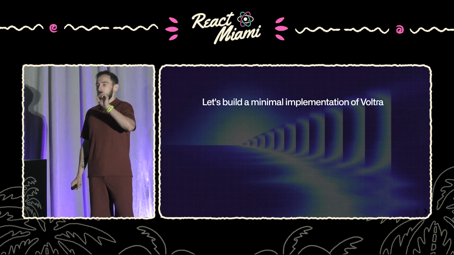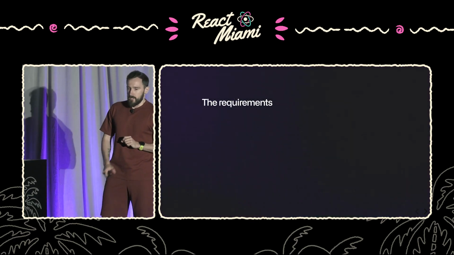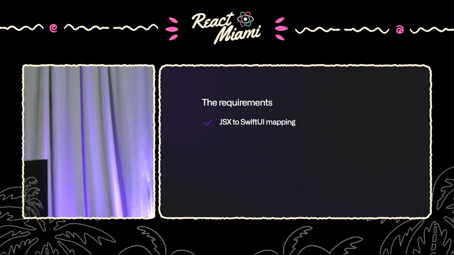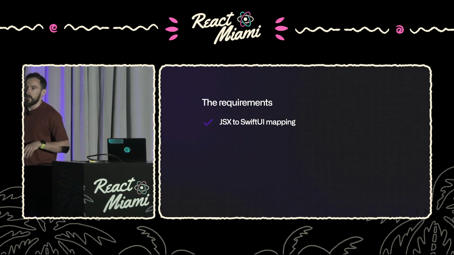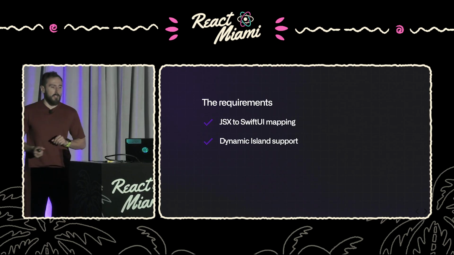Step by step, we will revisit all the problems I had and Saul had while working on this project. So let's start with some requirements. First of all, we want to transform JSX, JavaScript, into native UI. We will focus on Swift for this presentation.